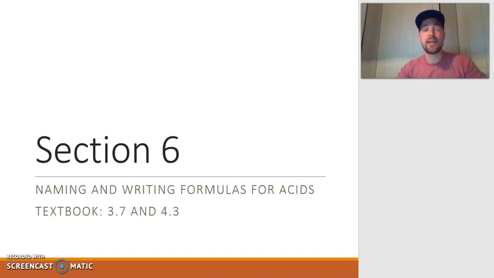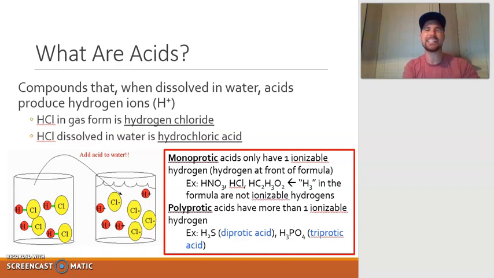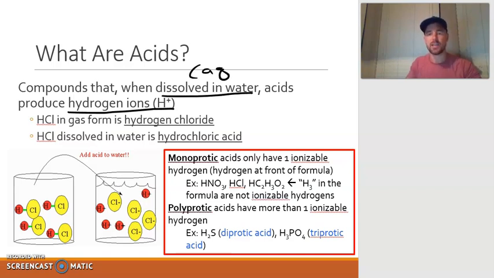We now get to our final section, which is section 6, talking about how to name and write formulas for acids. Acids have their own special set of behaviors, and so they have their own special set of rules for naming and writing. So first of all, what is an acid? An acid is a compound that, when it's dissolved in water, will produce hydrogen ions. It's the hydrogen ions that make something acidic. When we say dissolved in water, what we mean is it is aqueous.